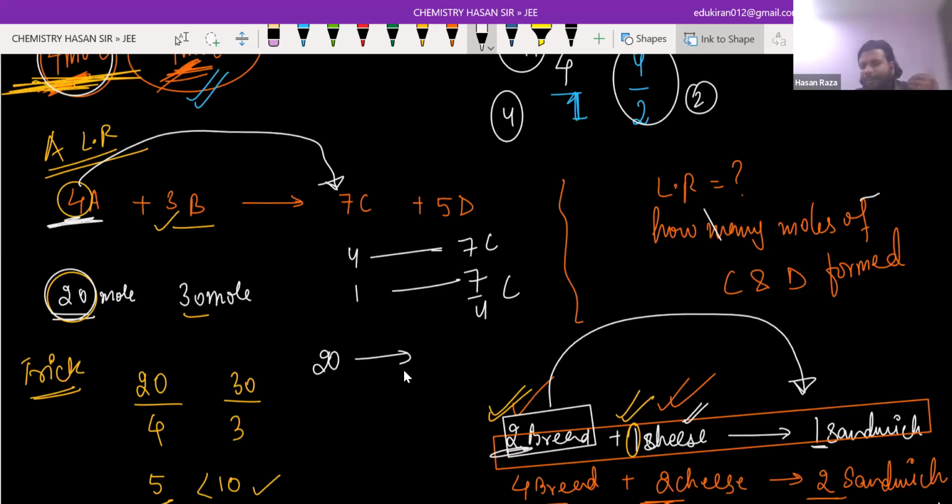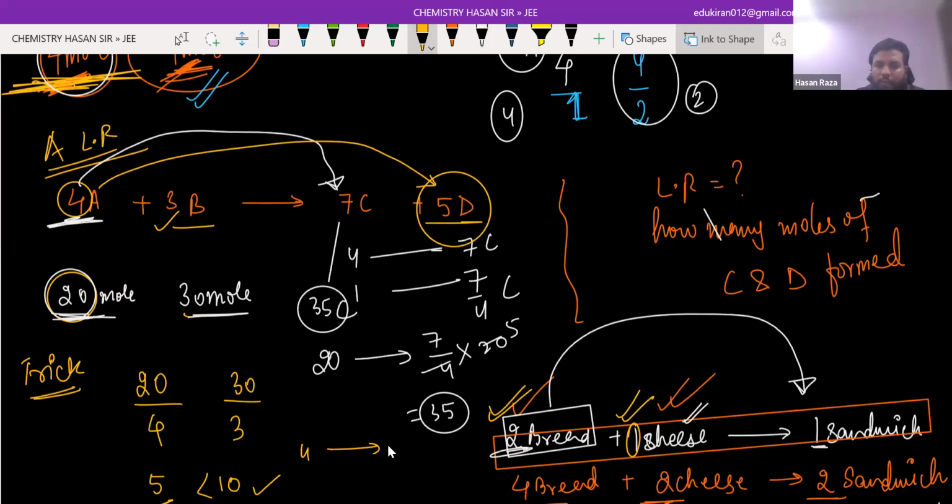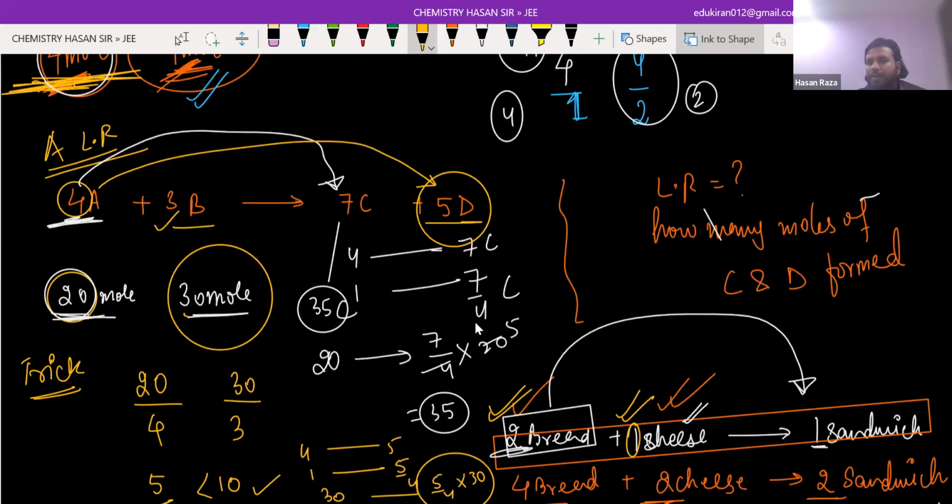You just need to apply the unitary method: 7 by 4 into 20, that is 35. That means with 20 moles of A and 30 moles of B, you will get 35 moles of C. And according to that, you talk about how many moles of D will form. You can see 4 will give you 5, so 1 will give you 5 by 4. And for 30, you will get 5 by 4 into 30, and you can get the answer. Are you getting my point?